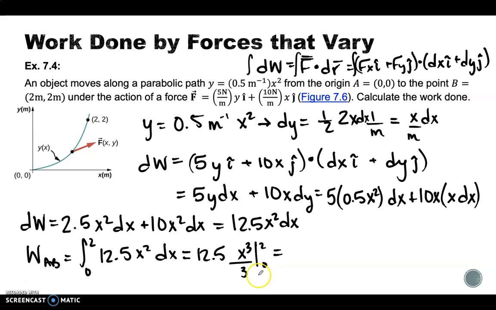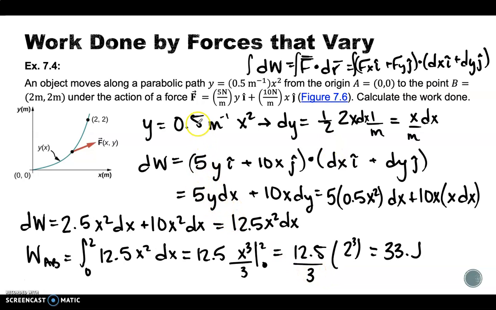which the 0 will give us nothing. So we'll have 12.5 times 2 cubed over 3. So 2 cubed is 8 times 12.5 divided by 3, and we get 33. And this is going to be in joules, and we can make sure of that. So let's see. Should be in joules or Newton meter.